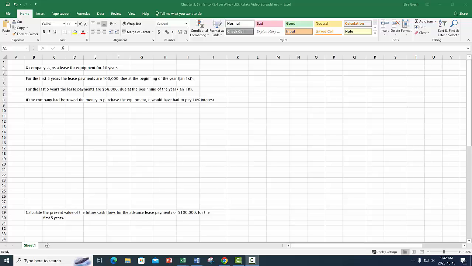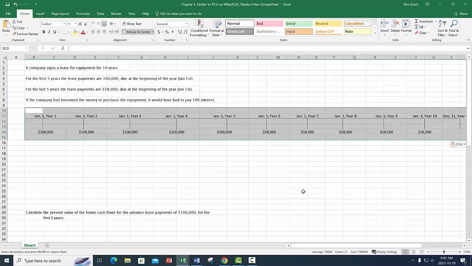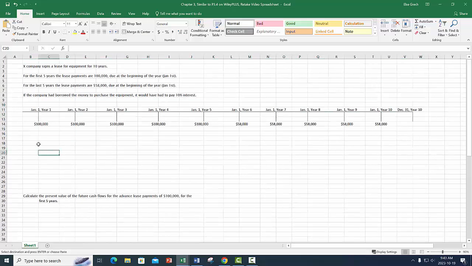The very first thing I want to do is show what it would look like if we looked at the lease payments over time. I already created this, so I'm just going to copy and paste it here. There we go. And I'm going to shrink this down just a tiny bit so that we can see the whole thing. We can see that at the beginning of year 1, we're going to pay $100,000. Same as the beginning of year 2, 3, 4, 5. At the beginning of year 6, we're going to pay $58,000. We're going to pay $58,000 at the beginning of every year for 5 years.